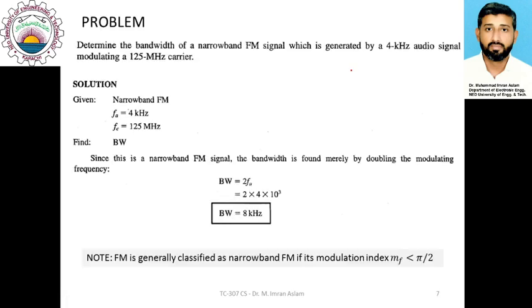Let us take another simple problem. Determine the bandwidth of a narrowband FM signal which is generated by a 4 kilohertz audio signal. You should see that there are two key terms here. One, we have a 4 kilohertz audio signal, so the audio frequency is given as 4 kilohertz. The second thing which is given is the narrowband FM signal.